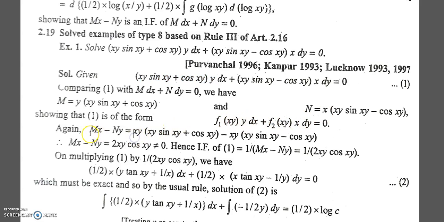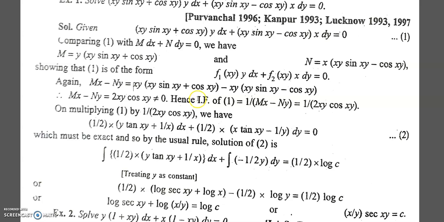So next you calculate del M del y and del N del x, okay. You multiply by y, then calculate del M del y and del N del x, right? Then check that these are not exact. Next you calculate Mx minus Ny, and you get this is not equal to 0. So the integrating factor is 1 by Mx minus Ny. That means 1 by this. So you need to multiply equation 1 by this integrating factor. What you get? This term.